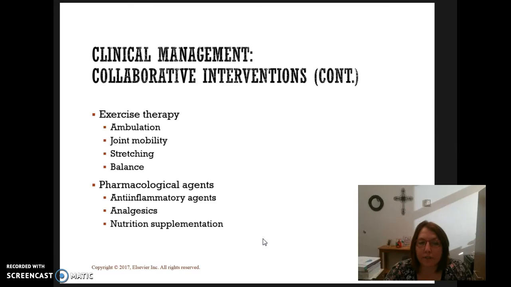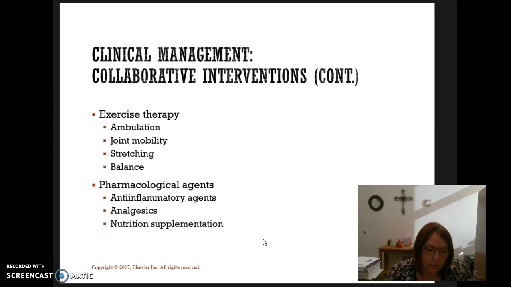Other collaborative interventions, ambulation. Joint mobility, stretching, and balance are key to having that mobility health. Pharmacological agents that you may see prescribed. Anti-inflammatory agents such as NSAIDs, which is like ibuprofen, to assist with inflammation and pain. Because if they're in pain, they're not going to move or want to move around. They're going to have problems with mobility.